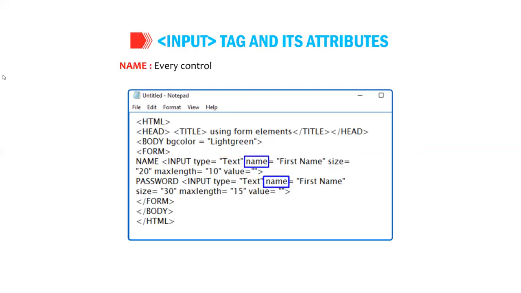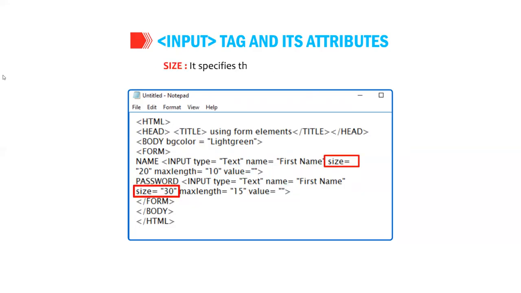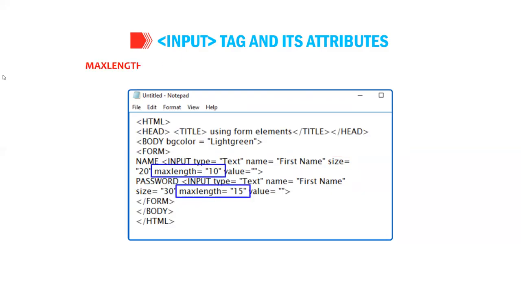Name. Every control in the form must have a name to identify it. It appears as the label in the form and should be unique. Value. It specifies the initial value for the field. Size. It specifies the width of the input field. Maximum length. It specifies the maximum number of characters for the input field.